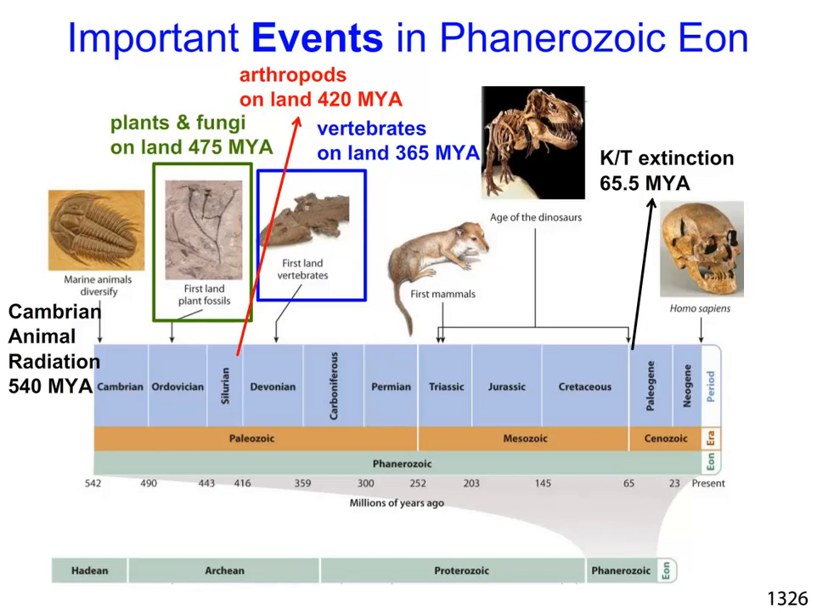Eventually the arthropods would, which, by the way, plants and fungi move to land first. And then the arthropods, and then the vertebrates. Eventually we would join them. And then other major important events, one of the most famous ones being the KT extinction, because once life had progressed to the dinosaurs, we know that meteors would wipe them out.